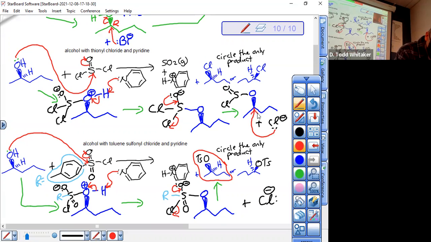Hit the carbon. Backside. SO2 is becoming a gas after Cl minus leaves. And that gives the second product. You did a backside attack on an R stereocenter. You better pick the product that has an S stereocenter. And that's that. Has to be the end.